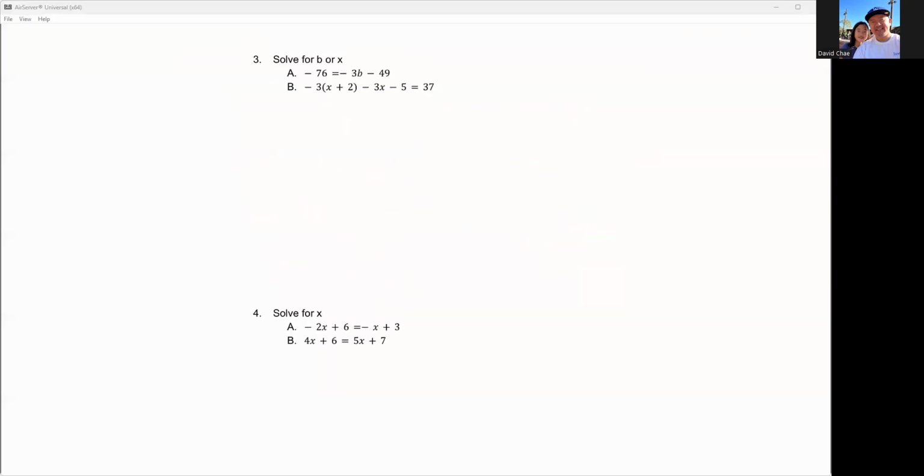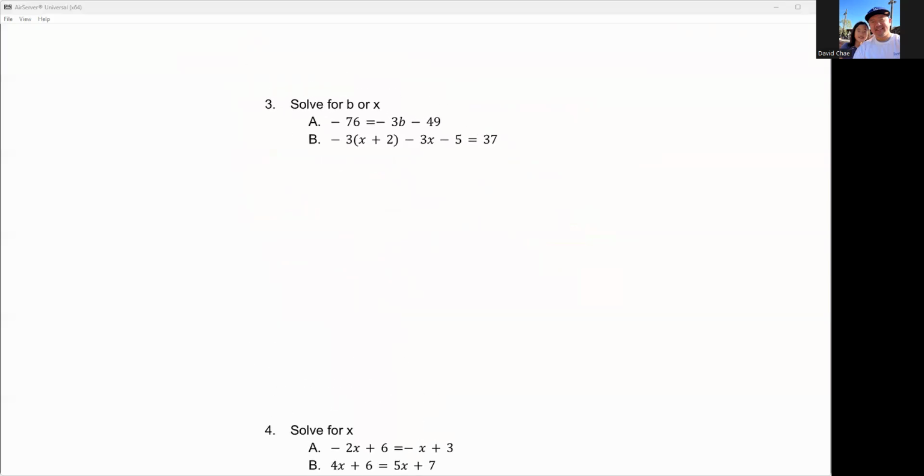All right, number 3. Here we go. Negative 76 equals negative 3b minus 49. What's the first step?